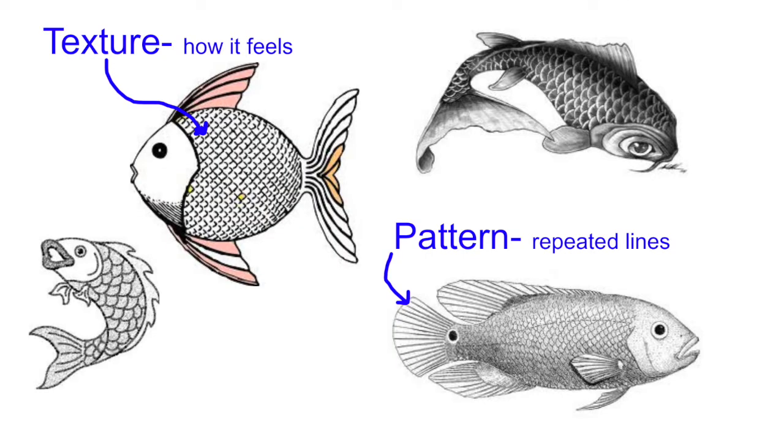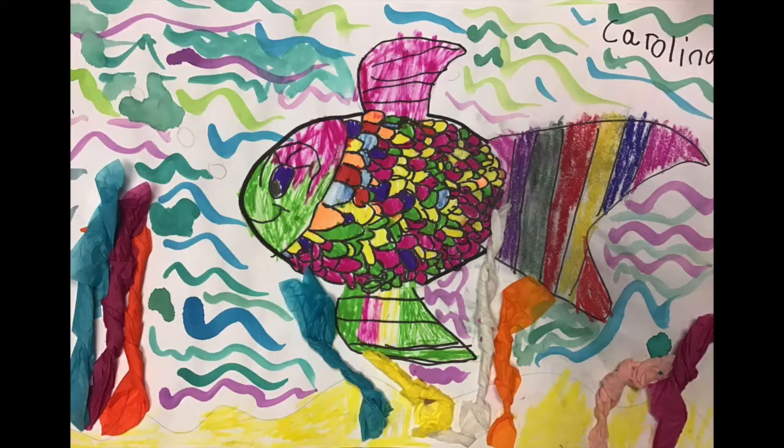Look at the scales on these fish. Notice how the curved lines repeat over and over. That creates a texture. A texture is how something feels. These fish would feel scaly. Texture is a lot like pattern, where you repeat a line or shape.